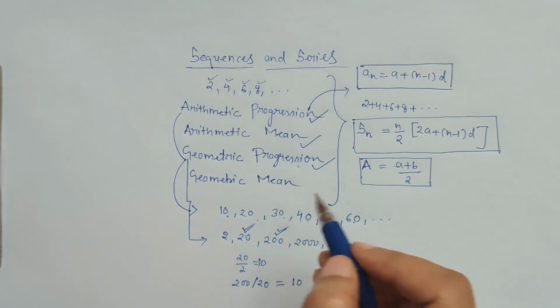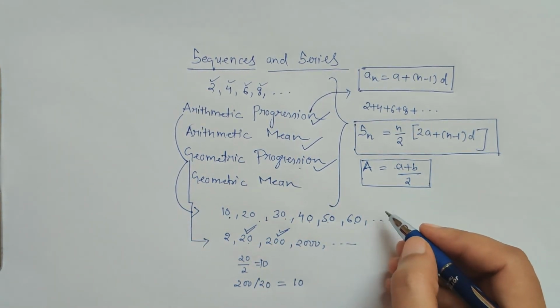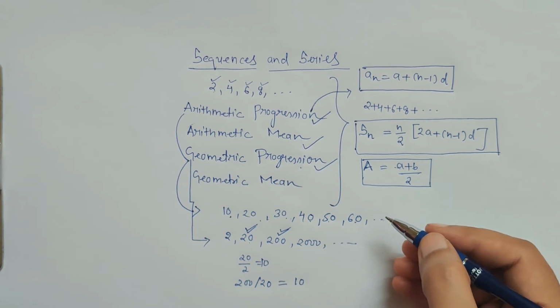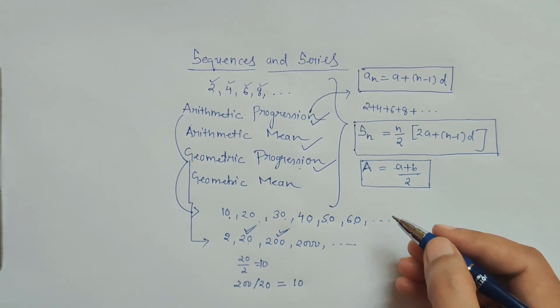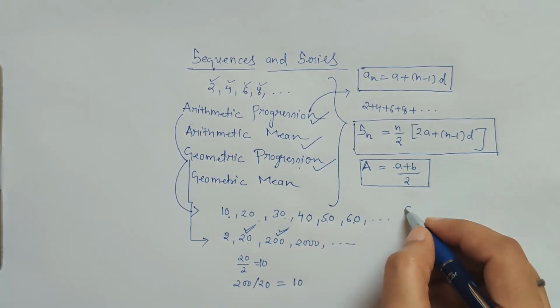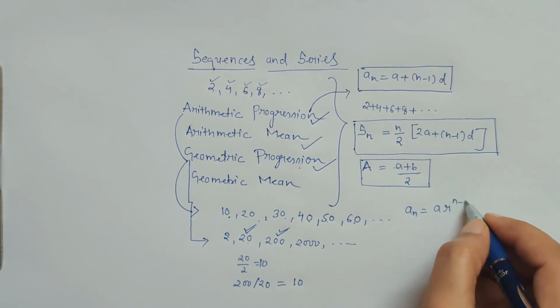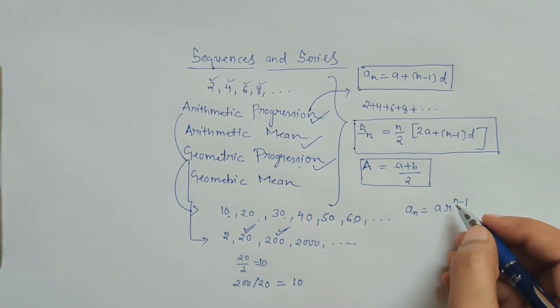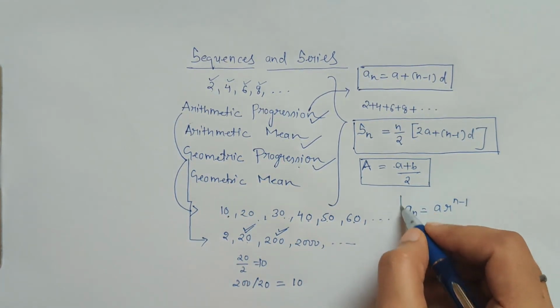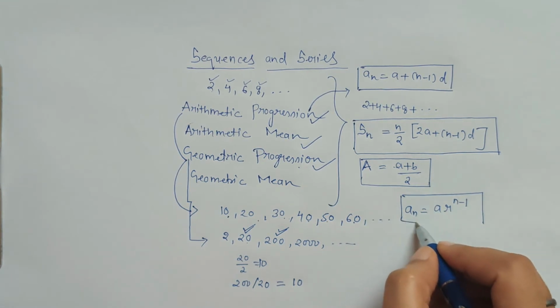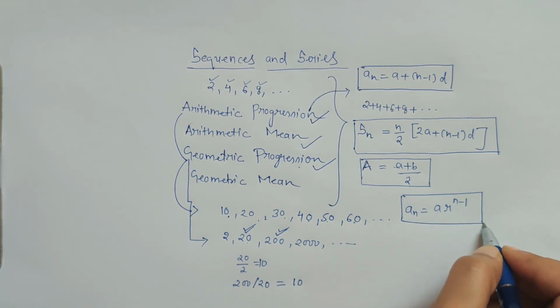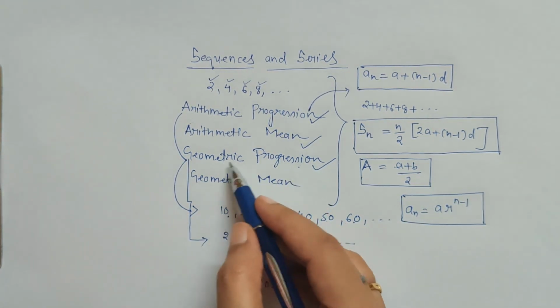And in this type of problem also, we may be asked to find the nth term. For finding the nth term, we have a formula: a_n is equal to a r to the power n minus 1. This formula is used for finding the nth term when the sequence is a geometric progression.